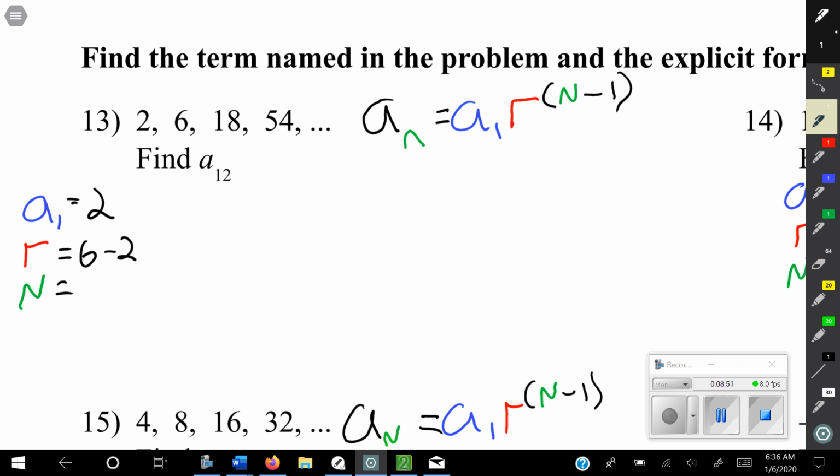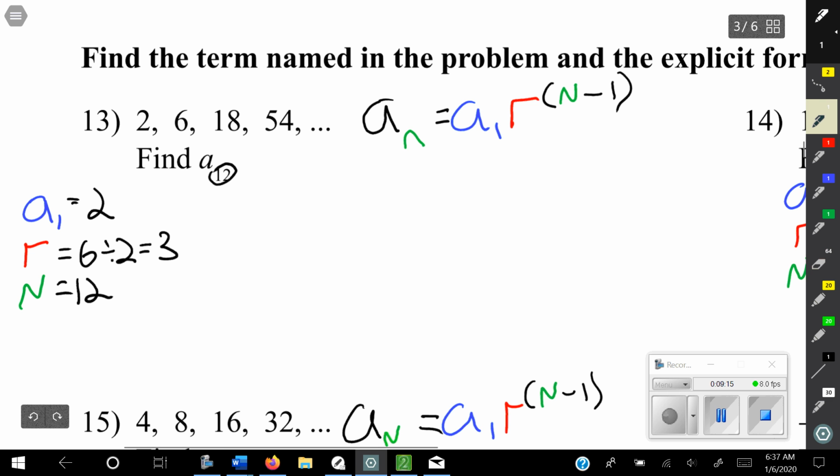Oh, did I say subtract? I meant divide. We're gonna divide. So that's going to get us 3. And we're going to find the nth term, which is indicated right here. So I'm just going to put 12.